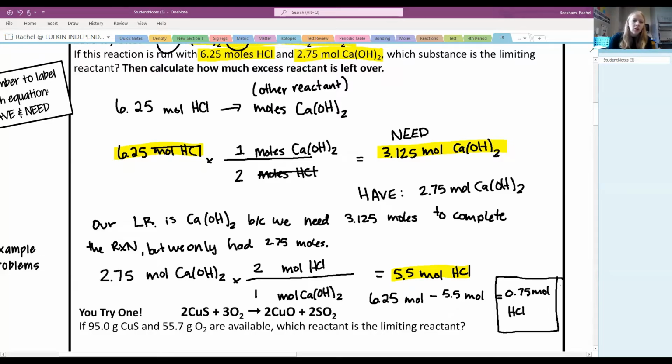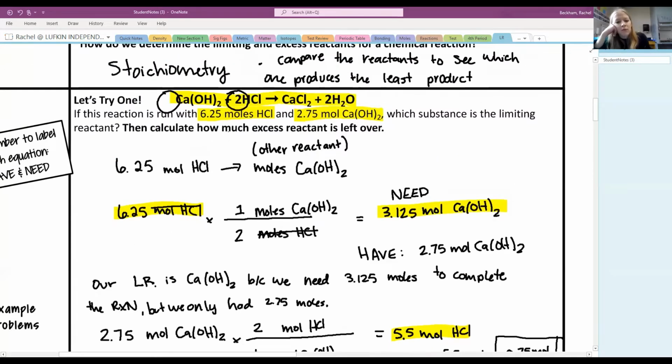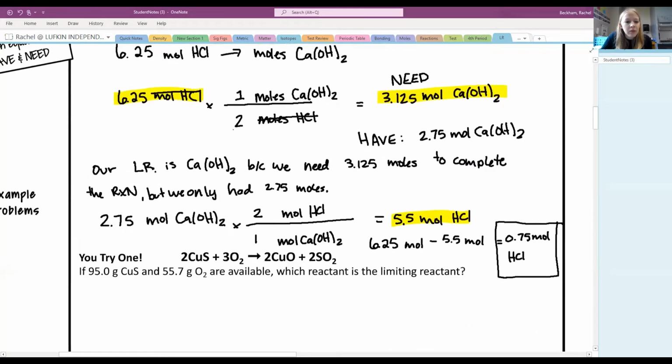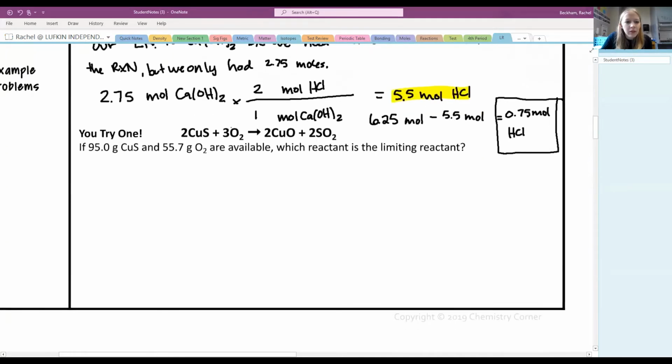Okay? So that's kind of how you do limiting reactant problems. We're going to do more practice together. Okay, so let's just look at the next one here. It says you try one. If 95 grams of copper sulfide and 55.7 grams of oxygen are available, which reactant is the limiting reactant?